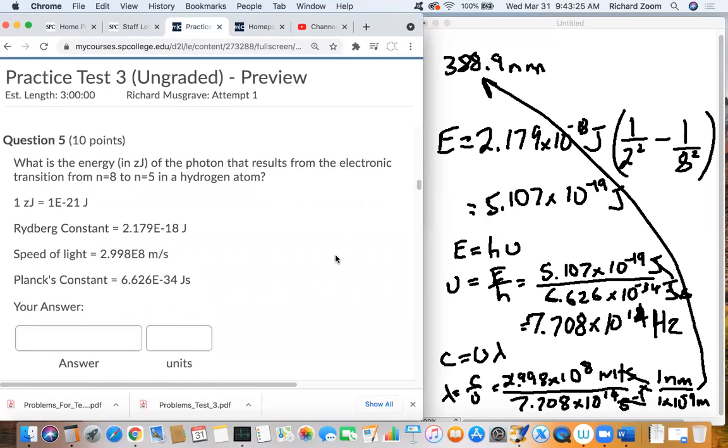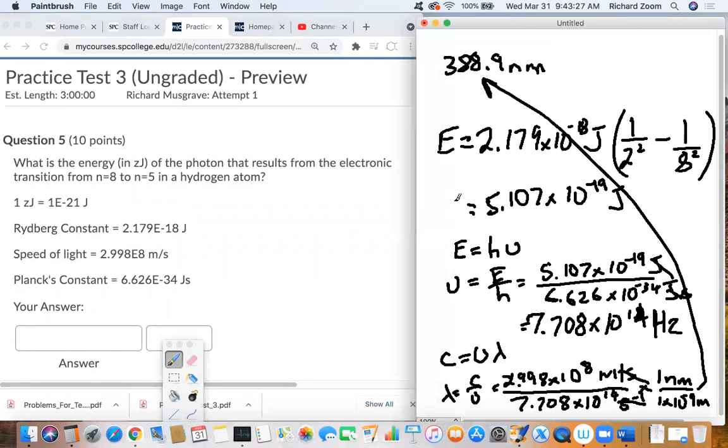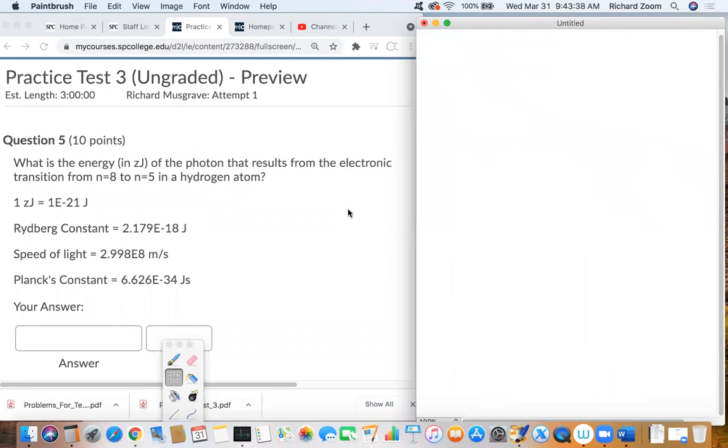All right, the next one, we're looking for the energy. It's in zeta joules. Now I do have a zeta joule conversion here, so we'll make sure we make use of that. And we're going from n equals 8 to n equals 5. Does anybody have any other questions about question 4? Okay. So we're looking for energy. So we're just going to use this one equation here.